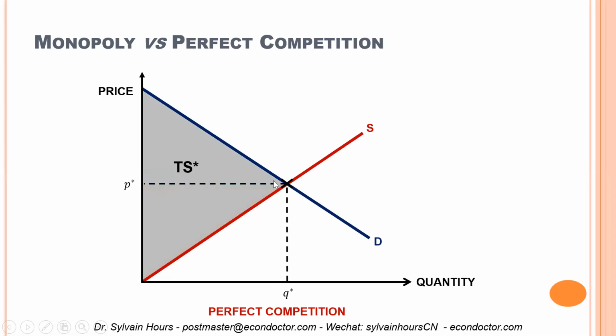You could even ask your students, where is the deadweight loss? And in this case, the conclusion would be there is no deadweight loss, simply because the supply curve is the marginal cost of production.